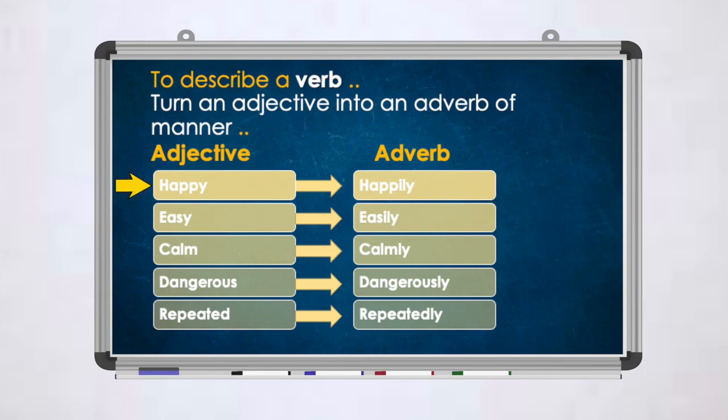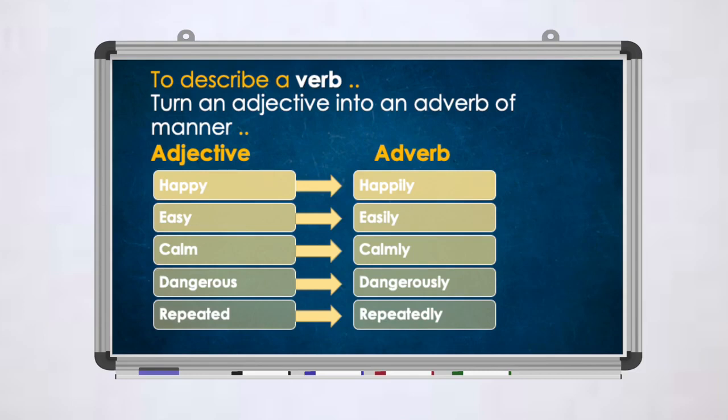Happy is an adjective. If I want to turn it into an adverb, I will add an ly at the end, so it will become happily. Easy is an adjective. If I want to make it an adverb, I will say easily. Calm, calmly. Dangerous, dangerously. Repeated, repeatedly. So I added ly after the adjective to make it an adverb because I want to describe a verb.